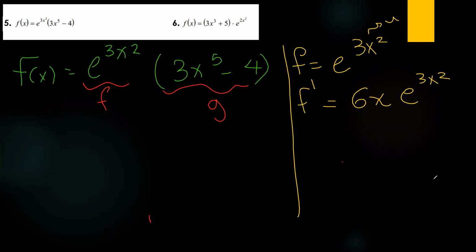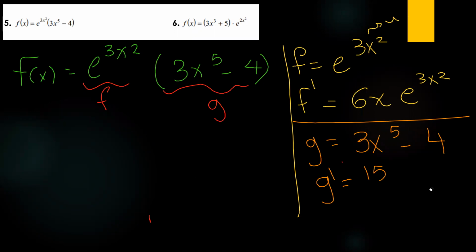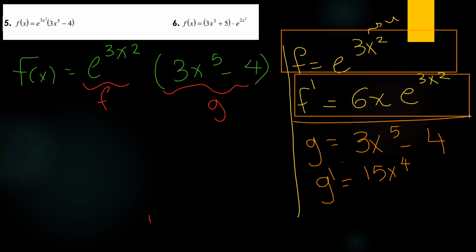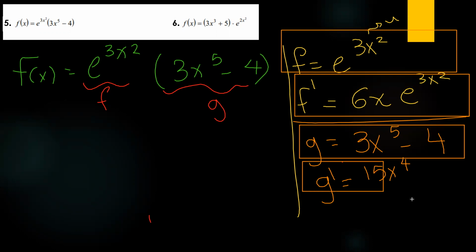After I found f and f prime, I need now to go and find g. Let's say that if g is 3x to the power 5 minus 4, so g prime will be 15x to the power 4. So here we have f, f prime, g, and g prime. So this is f, this is f prime, this is g, and this is g prime.